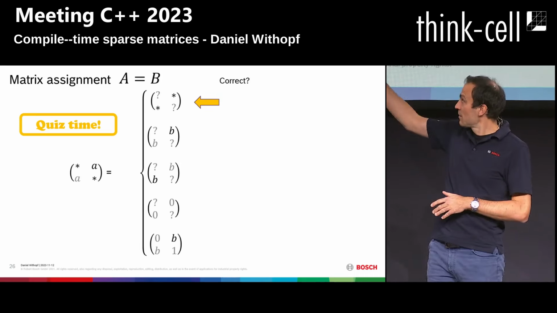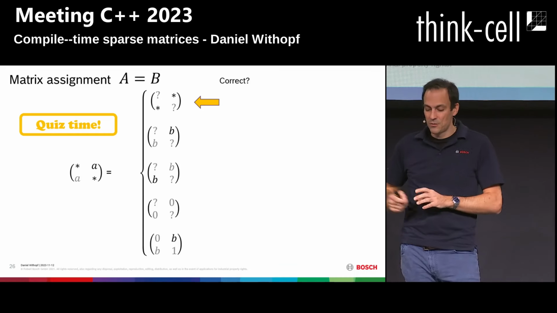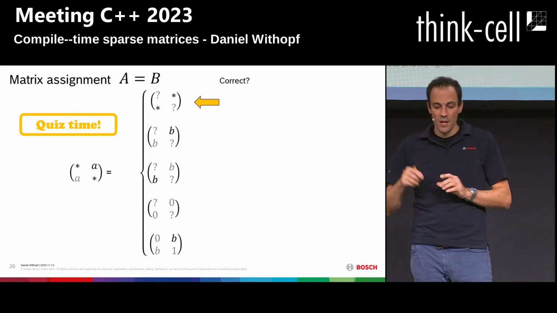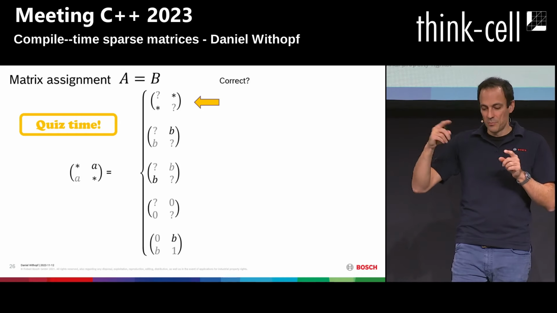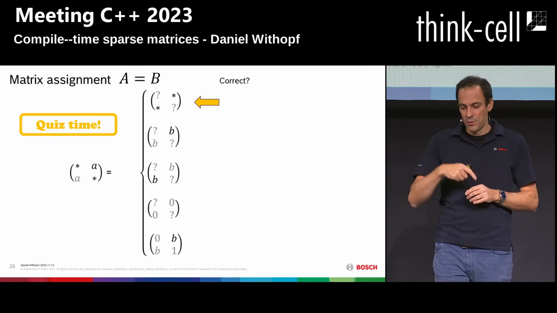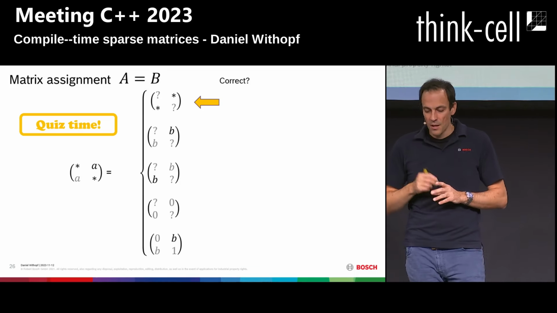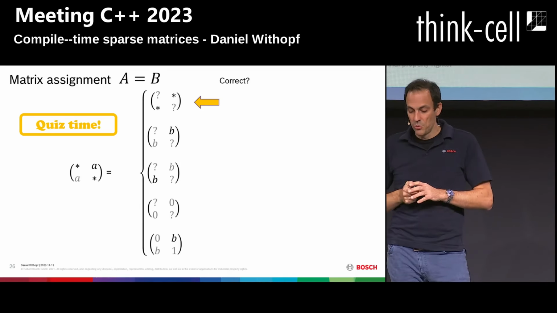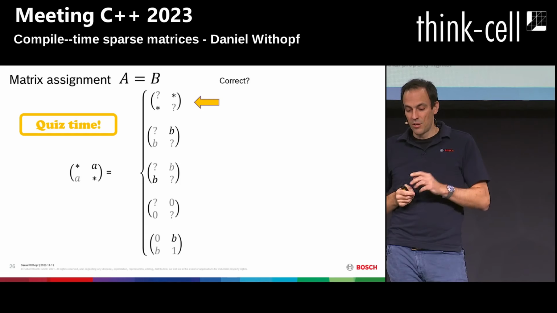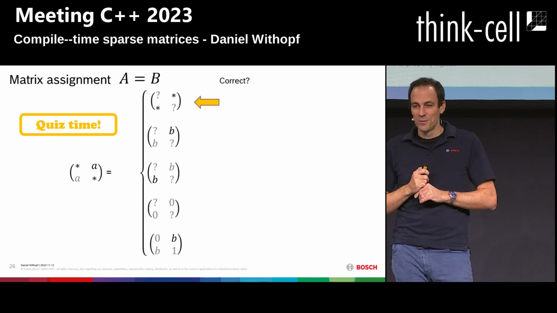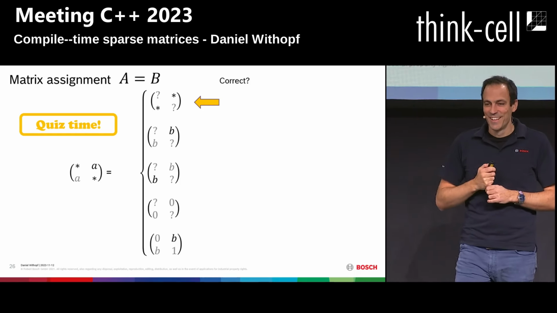So on the left-hand side, I should explain that also. We have a matrix which has runtime entries on the diagonal, marked with an asterisk, and the off-diagonal entries are symmetric, and we only have storage for the upper right entry, and the other one is simply being remapped. And now we're trying to assign this matrix here with two runtime values to our matrix on the left-hand side. Is this an invalid operation? Can you say why it's invalid?